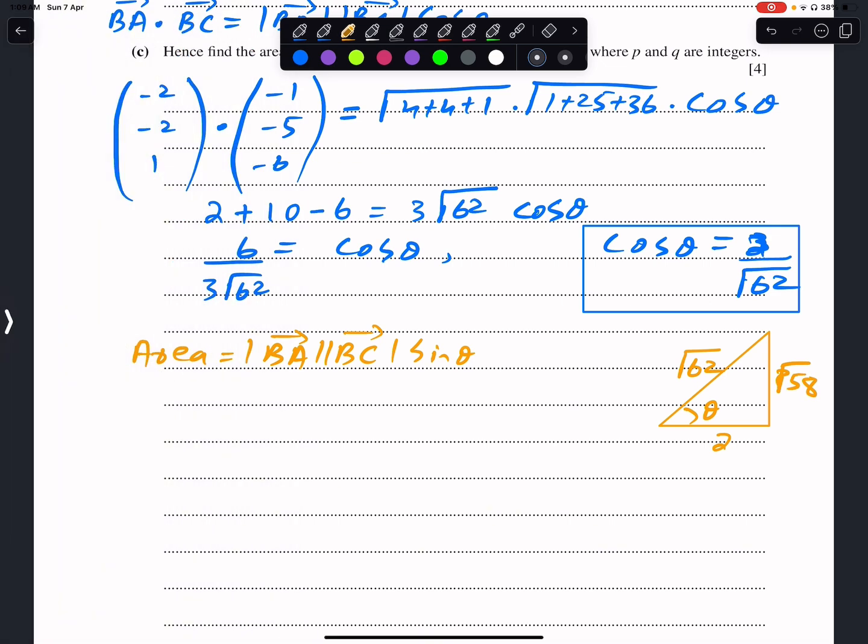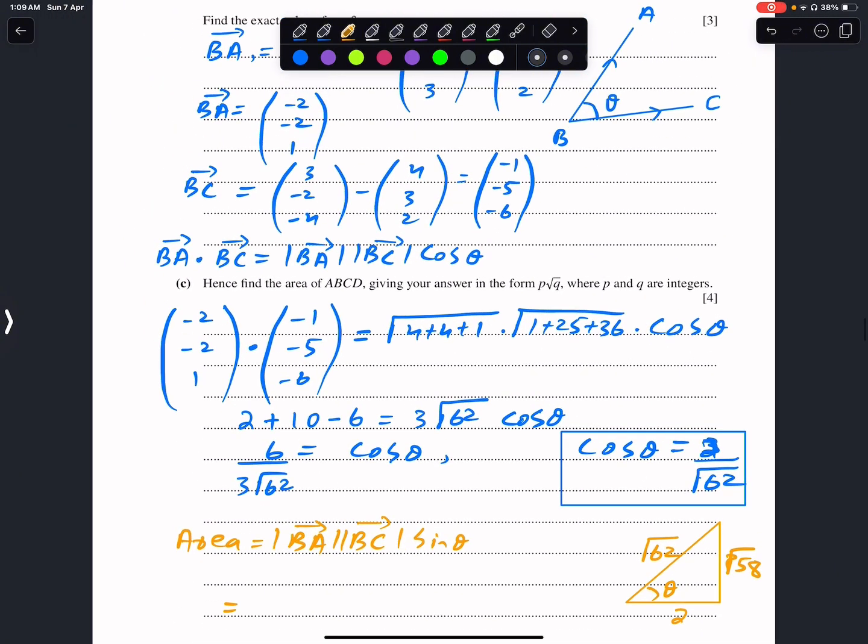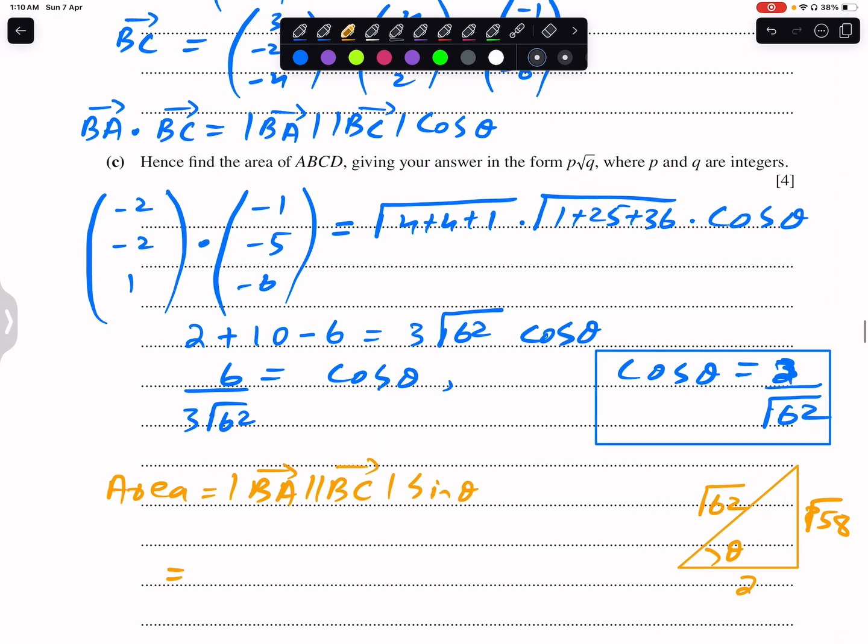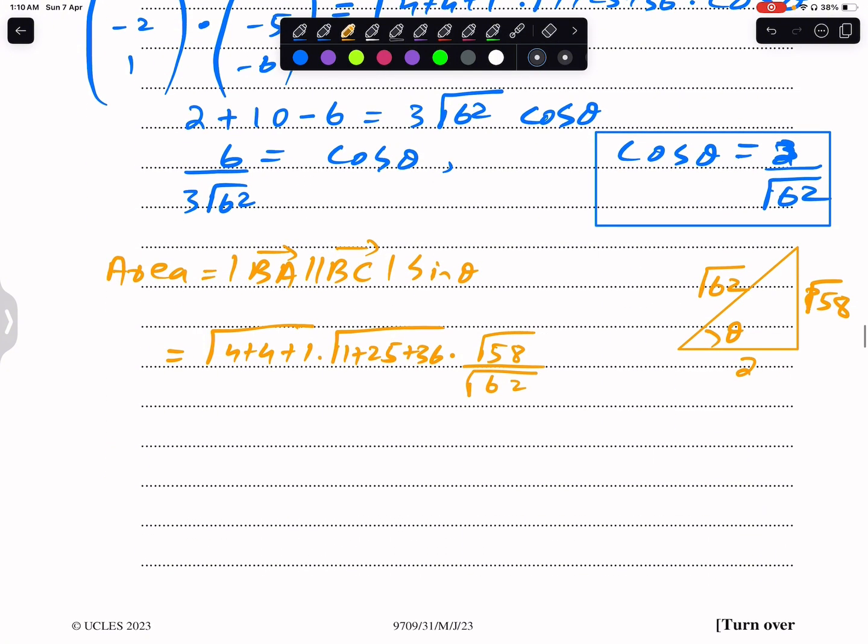So now area will be magnitude of BA. Student, what was your BA? BA was minus 2, minus 2, minus 1. So the magnitude of that will be root of 4 plus 4 plus 1, times the magnitude of BC, which is root of 1 plus 25 plus 36, and then sine of theta. So sine theta is perpendicular over hypotenuse. I hope you understand this concept. So now put all these values in the calculator.